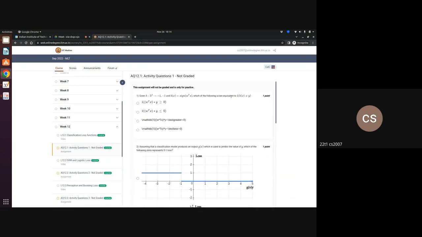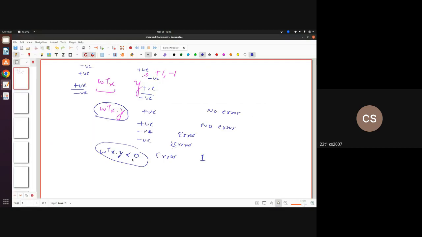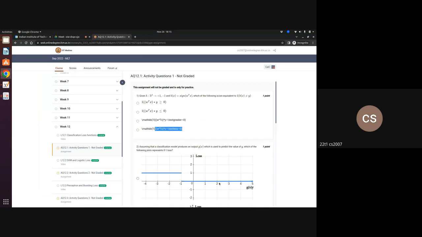So whatever we just understood, that's precisely the 0-1 loss. The 0-1 loss can be written either this way or this way. That's what we saw: if w transpose x into y is less than 0, there should be an error of 1. When w transpose x into y is greater than 0, which means it is positive, that comes out when the sign matches, which means there is no error. So in that case, we give a penalty of 0. That's precisely your 0-1 loss.